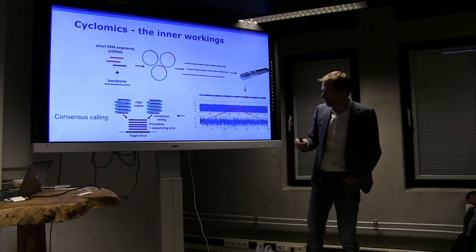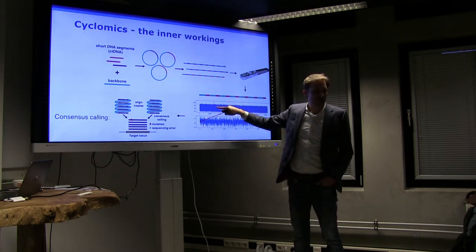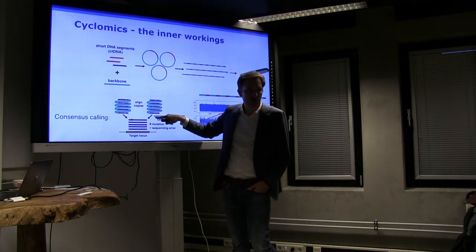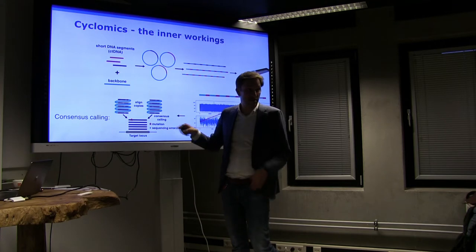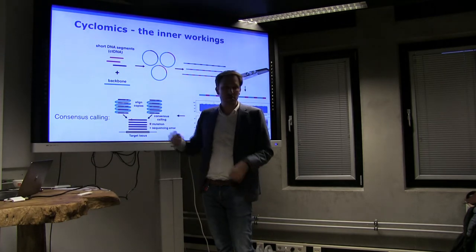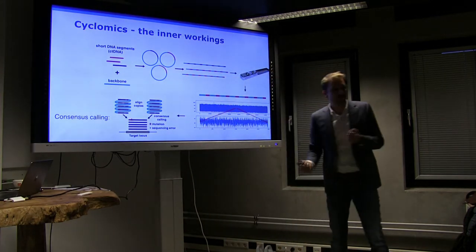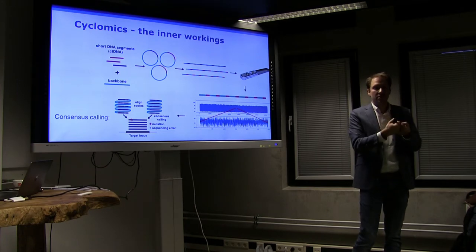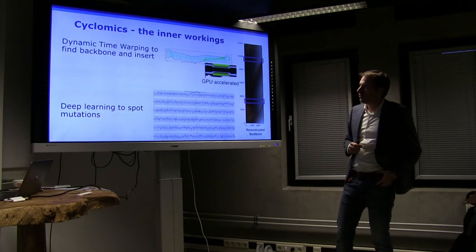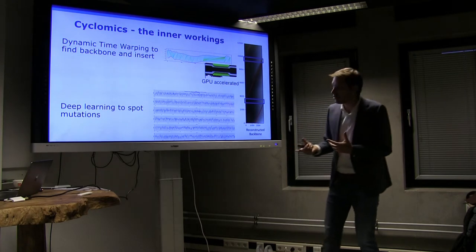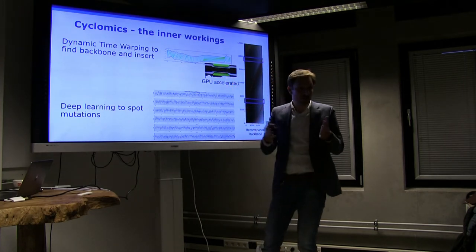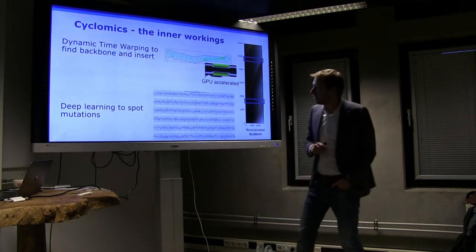And then of course the question is, which part is now insert and which part is backbone? Once we know this, we could potentially align all these inserts together, and then presumably the errors are kind of random, but an actual mutation should occur in all these reads, right? And so we could average out the error and get a very reliable indication of which base is a mutation. This is the basic concept. Now, how do we do this? Well, first of all, to find these backbones and inserts, we use dynamic time warping to get a mapping of an expected signal, the backbone signal, to the signal that came out of the nanopore device.